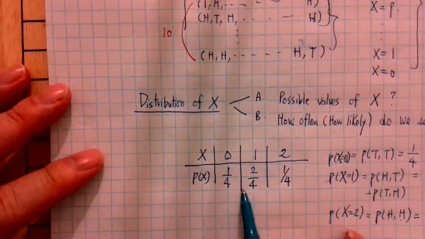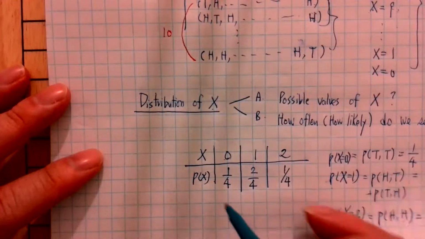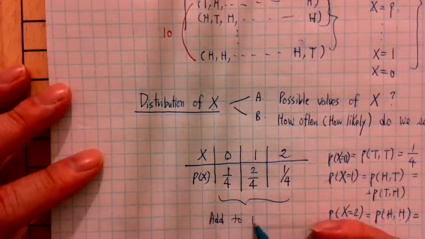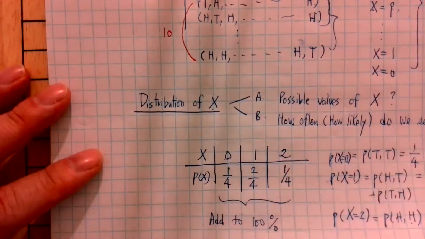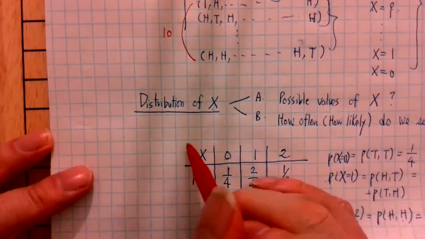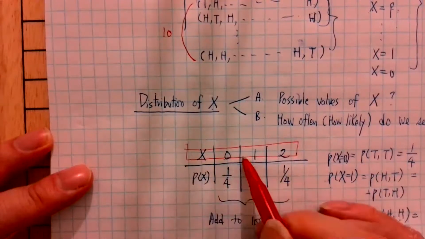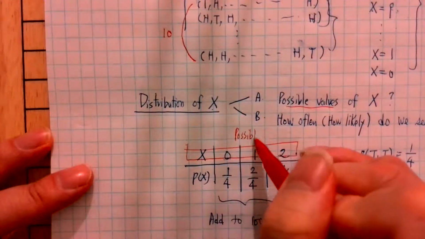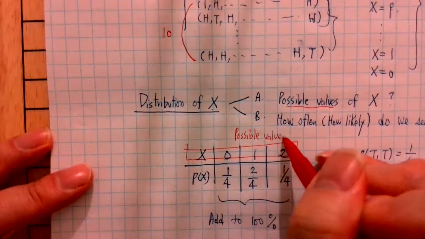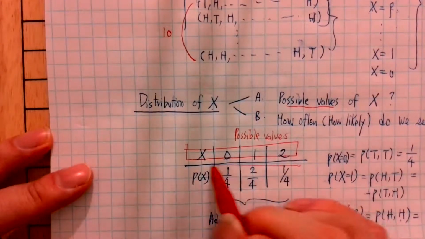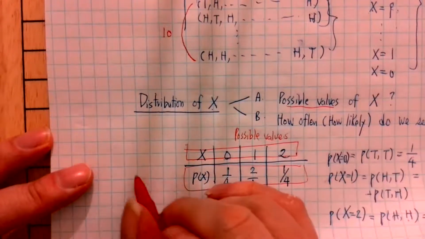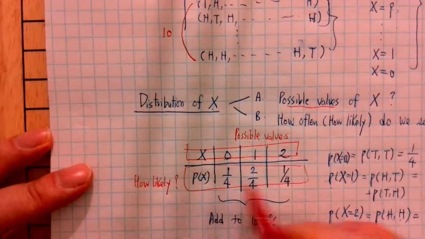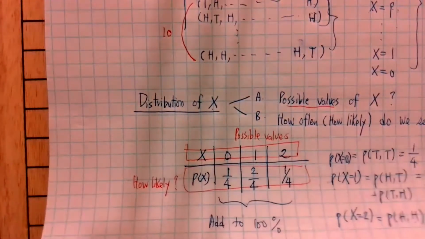So if you add the numbers up, they add up to what? They add up to 100%. Okay? On the top of the table, this tells us what the possible values are. The bottom tells us how likely we see those possible values. So this is a probability distribution of a random variable.